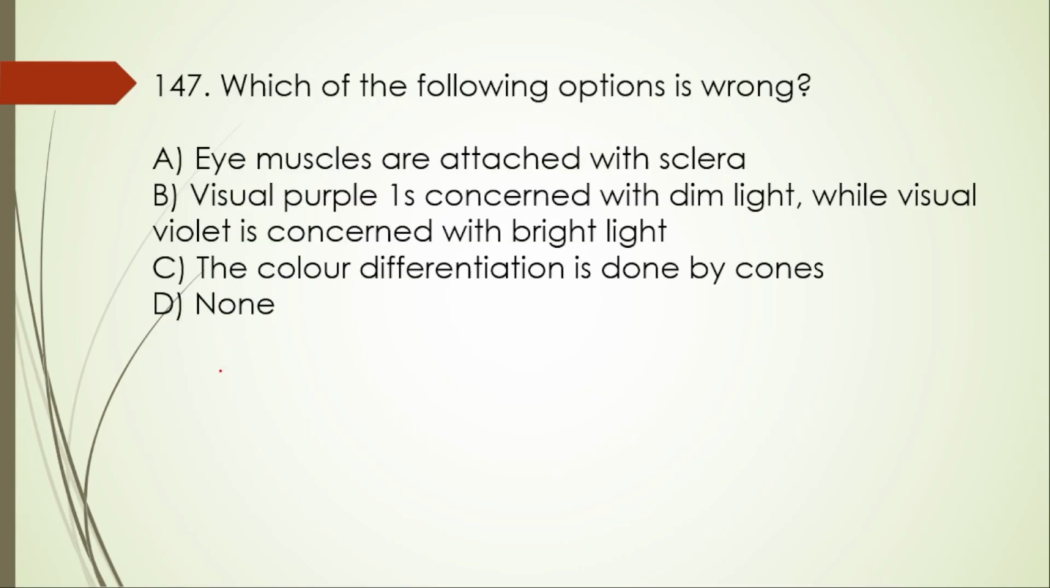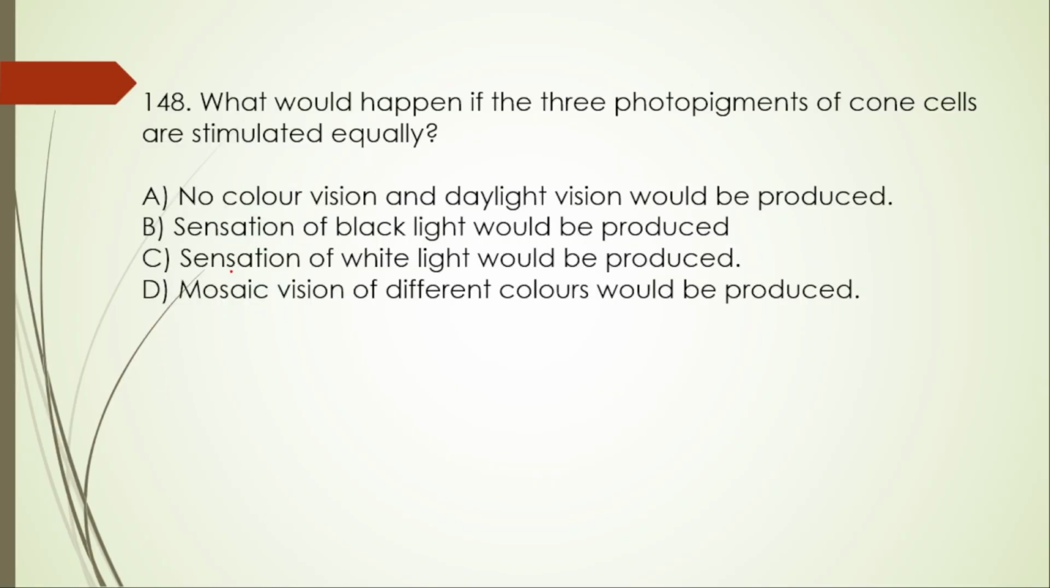147. Which of the following option is wrong? A, eye muscles are attached with sclera. Yes, this one is right. B, visual purple is concerned with the dim light while the visual violet is concerned with bright light. Yes, this one is also right. C, the color differentiation is done by cones. This one is also right. So none of them are wrong. 148.